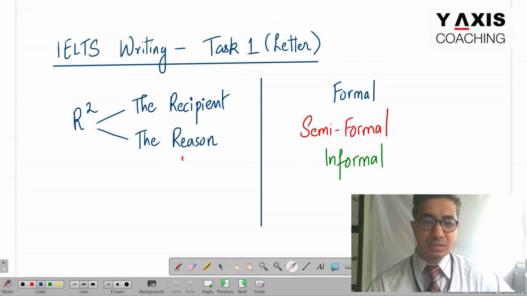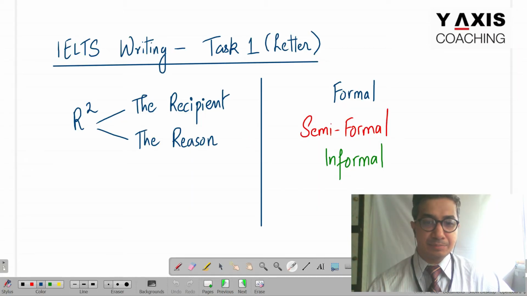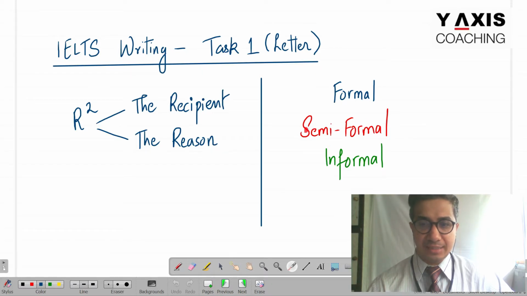The combination of the recipient and the reason is going to make it absolutely clear whether a formal tone is required, a semi-formal tone is required, or an informal tone is required. For example, if the recipient is somebody you know like family or friends, you would obviously go with an informal letter. On the other hand, if the recipient is someone that you just know for a specific purpose like work, project, research, education, course, then it has to be a semi-formal letter.